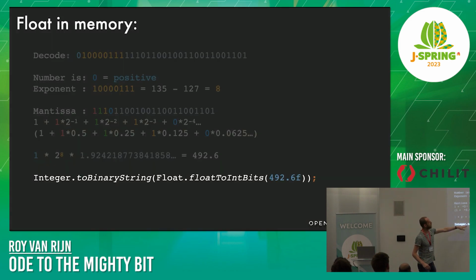We've seen the integer to binary string to get the bits. Did you know you could do floatToIntBits? So this actually takes the floating point number, which is 492, and you get the bits as if it was an int. So it doesn't just remove the fraction and give you the integer 492. No, it gives you these bits. And using that, we can do cool stuff.